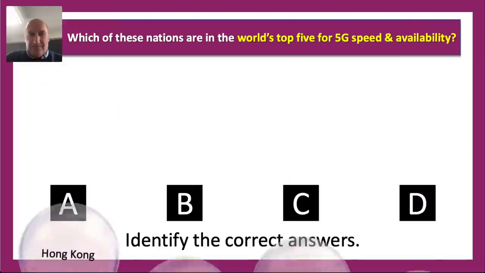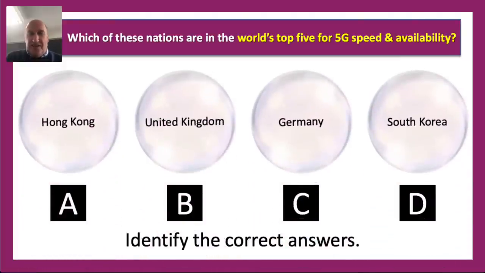Next question. Oh yeah, I like this one. This is a kind of classic supply side knowledge stat. Which of these nations are in the world's top five for 5G speed and availability? What do we reckon on this one? The countries I've chosen are Hong Kong, the UK, Germany, and South Korea.